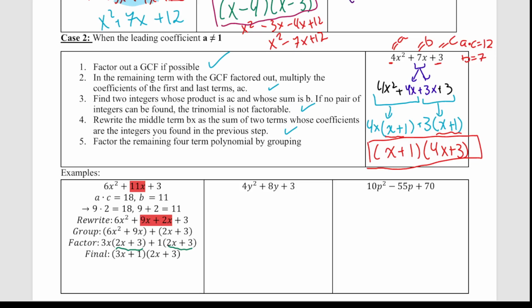For our final factorization of 3x plus 1 times 2x plus 3. So I'm going to encourage you to pause your video and try these next to yourself. And my hint to you for the last one is there should be a greatest common factor you pull out first.